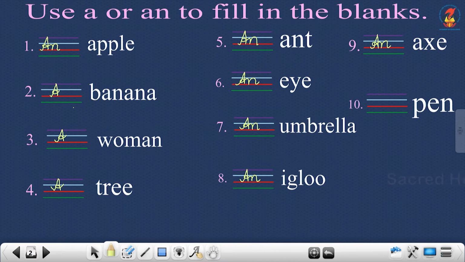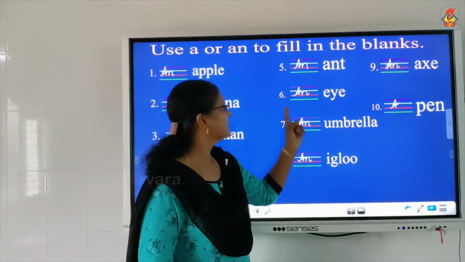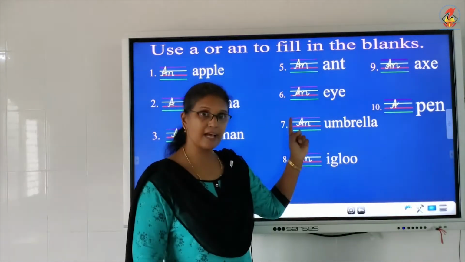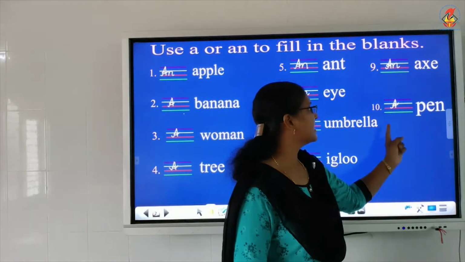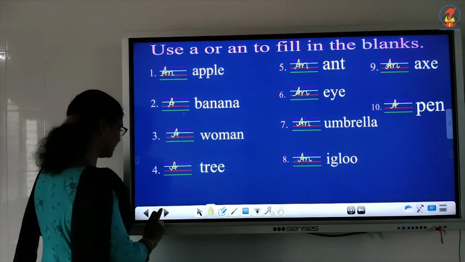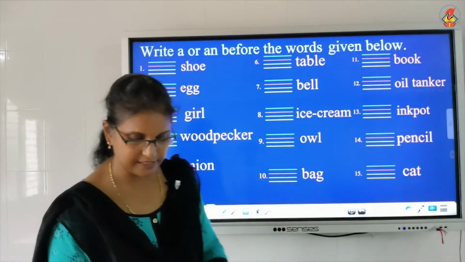Finally, 10th one in this worksheet. Dash pen. Pen, puh. So, is it a vowel or a consonant? Right. Pen, P is a consonant. So, you write a pen. So, let's read once. An apple, a banana, a woman, a tree, an ant, an eye, an umbrella, an igloo, an axe, a pen. Let's go to the next worksheet.